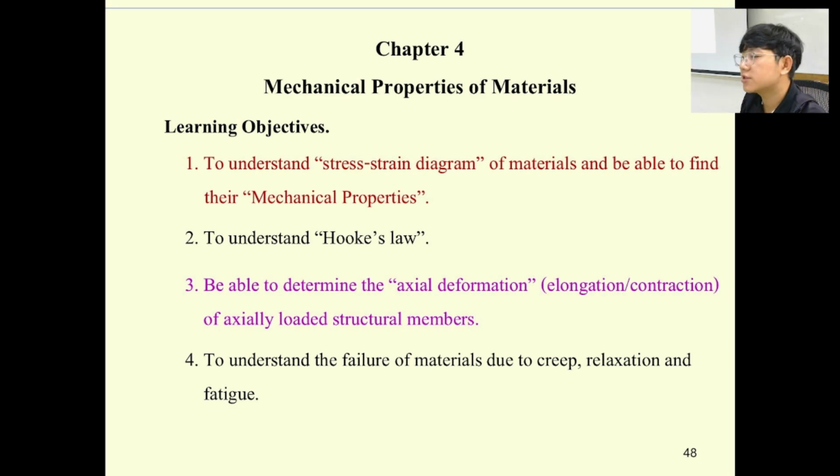So today we're going to start our chapter 4, which is the continuous session from the previous one. Just call it part 2.